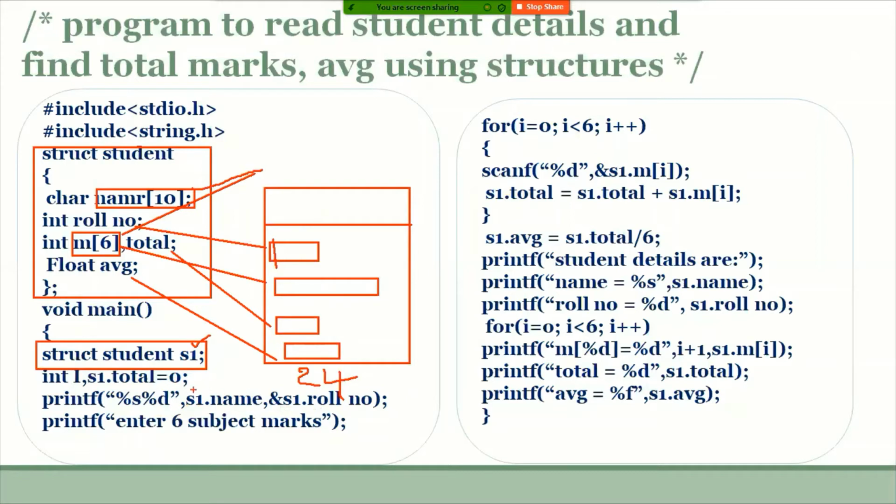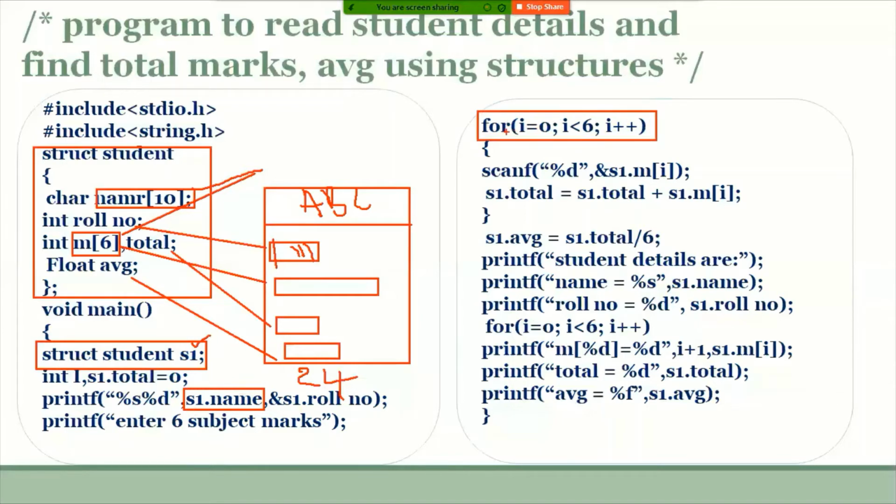First we need to read the name of the structure. While reading the name, no need to specify the address operator because the string name itself contains the base address. For example, the name provided here is ABC. The next one is s1.roll number. You enter a roll number, say 111. Then the next one is subject marks. For 6 subject marks, I need to repeat 6 times.